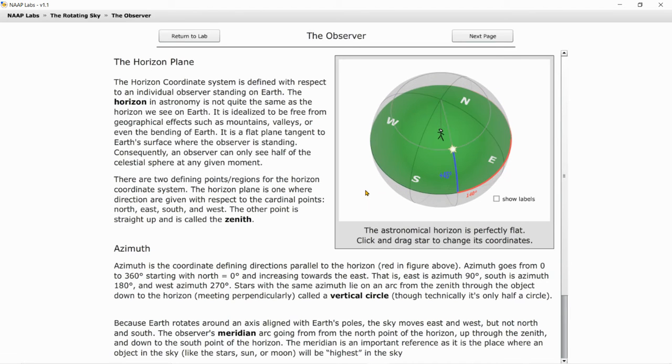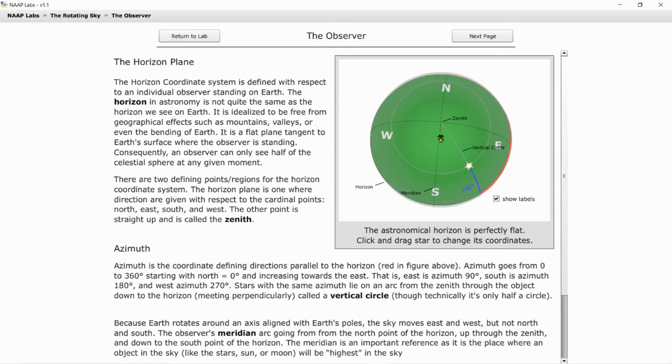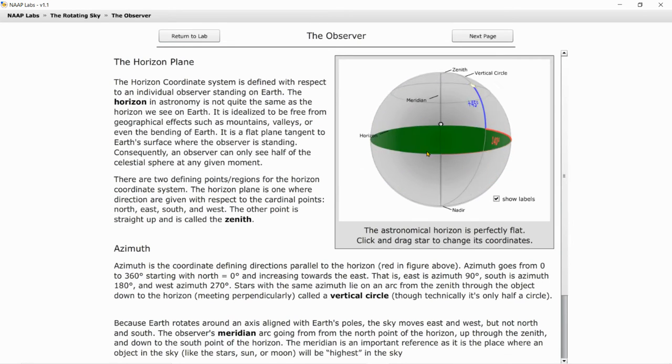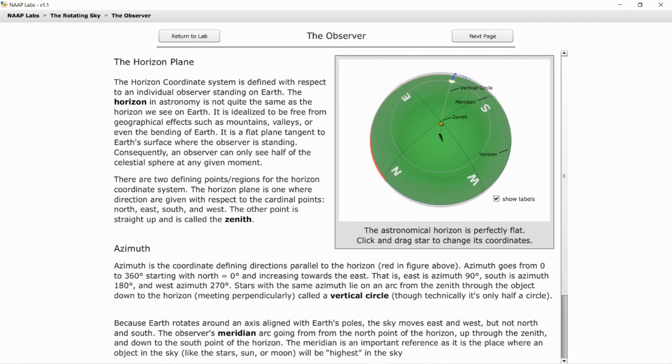All right, so if we move this map around, in which we can, it's talking about north, east, south, and west, all right? And the zenith, if I click the label, zenith is right above your head, straight up from your head is the zenith. Take a look at it from several different angles, but right straight up is the zenith, okay? All right. Azimuth.